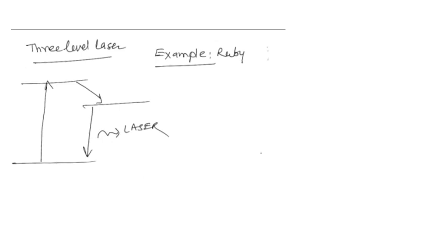Here I am giving you a brief about 3 level and 4 level. In a 3 level laser we have one excited level and we use the ground state as the lower lasing level. This is possible, and the ruby laser is the example of a 3 level laser. We will discuss these things in detail in the next lecture.